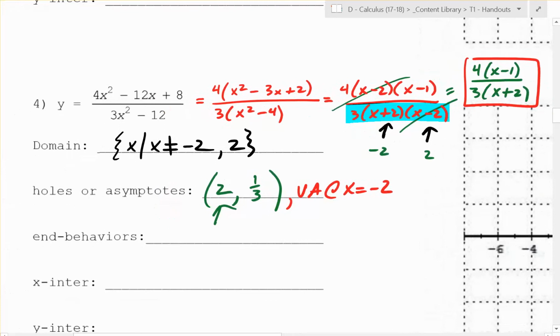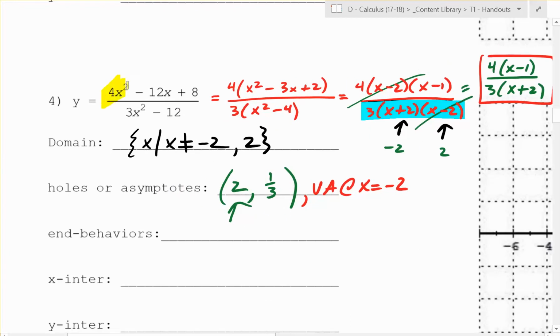What about the horizontal asymptote? You should remember that if the power of the numerator is equal to the power of the denominator, the horizontal asymptote is going to occur at just the ratio of the leading coefficients. So 4 over 3, because the x squareds cancel. So you have a horizontal asymptote, y equals 4/3.